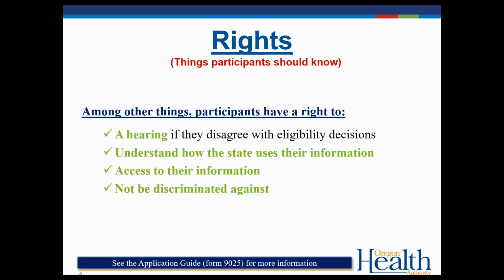So here are a few things that people should know about their rights. Among other things, participants have a right to a hearing if they disagree with any eligibility decisions. They have a right to understand how we at the state are using their information. They have a right to access their own information, and they can call the state and get that. And they also have a right to not be discriminated against.